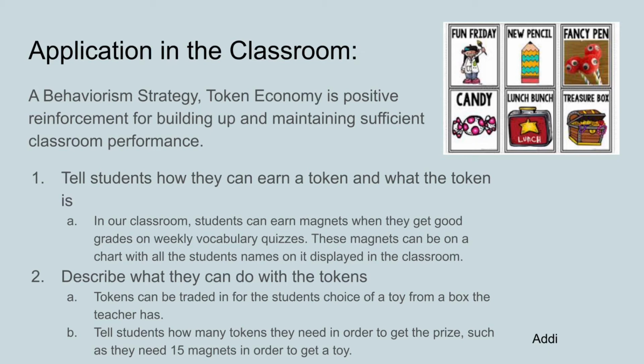Then you would want to describe what they can do with the tokens. So in our classroom, the tokens can be traded in for the student's choice of a toy from the box that the teacher has, or any of the options that you see, for example in the top right, a fun Friday, like 30 minutes at the end of the day to do whatever they wanted or color, get a new pencil, fancy pen, some candy or toy or something for a lunch bunch. You also want to tell the students how many tokens they need in order to get this prize. So in our classroom, students would need 15 magnets in order to get a toy.